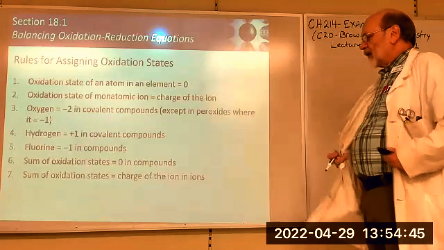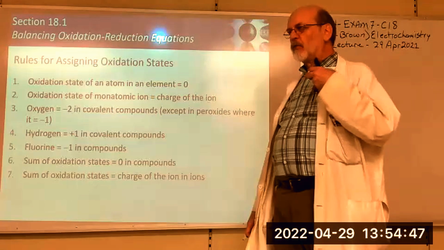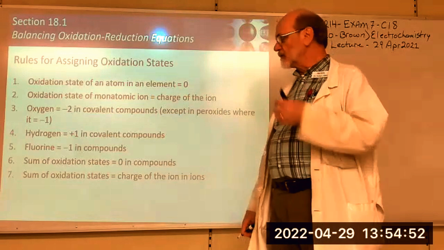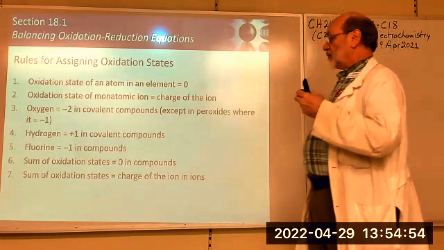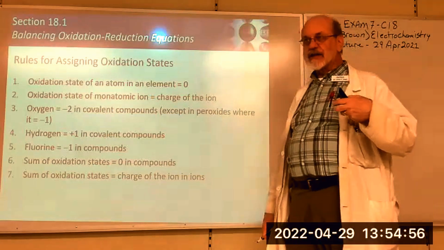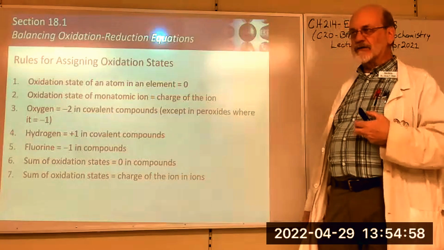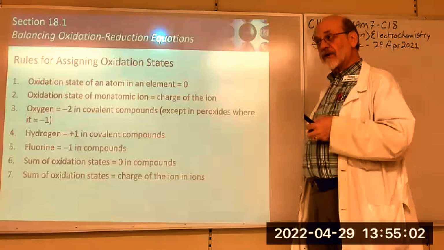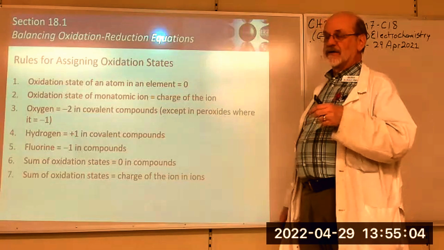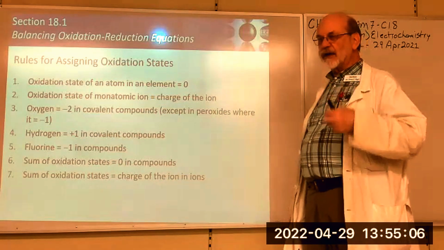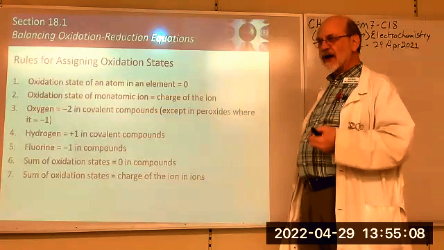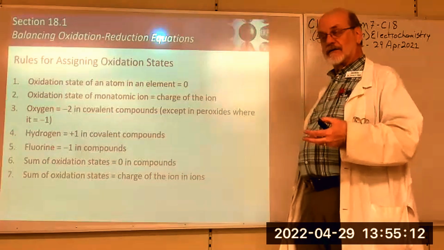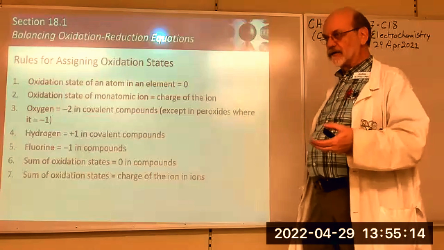Okay, our rules. In order to determine how the electrons are moving, we need some rules. And we assign oxidation states to each element in a reaction. Not necessarily because they're ions, but it's more of a bookkeeping scheme just to track the electrons. So we can assign oxidation states to covalently bound elements.